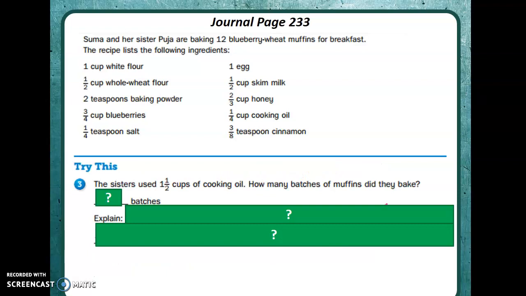All right, last one, number 3. The sisters used 1 1/2 cups of cooking oil. How many batches of muffins did they bake? So it originally called for 1/4 cup of cooking oil, so you have to figure out how many 1/4 are in 1 1/2, and the answer is 6.